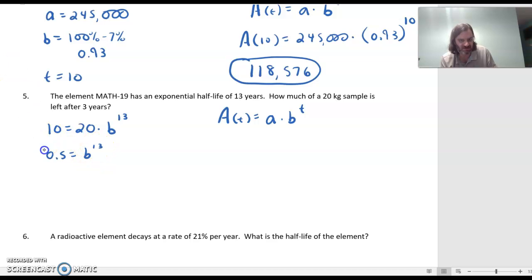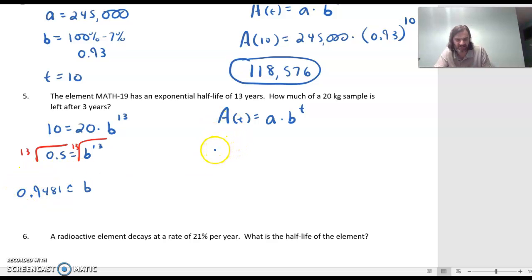And you may remember that we decided to raise both sides to the 13th root to get rid of that exponent. So b will be approximately, and let's use 4 decimal places, 0.5, and we're going to take the 13th root of that. So 0.9481 is the b that I'm going to use.